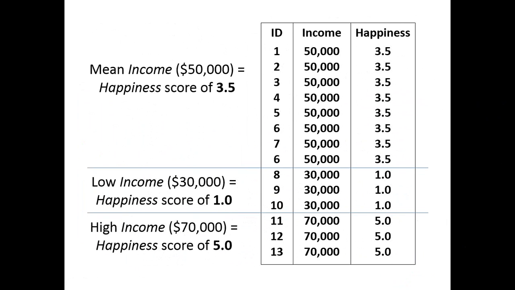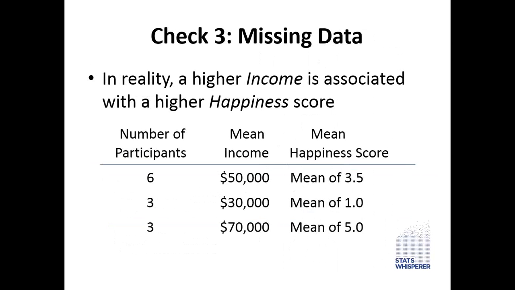If you break it down, you'll see the first 6, IDs 1 through 6, have a mean income of 50,000, but then the low income for the middle 3 is 30,000. They have happiness scores of 1. Then the high income of 70,000 is associated with a happiness score of 5. So we can see here, it looks like low and high income are related to low and high levels of happiness.